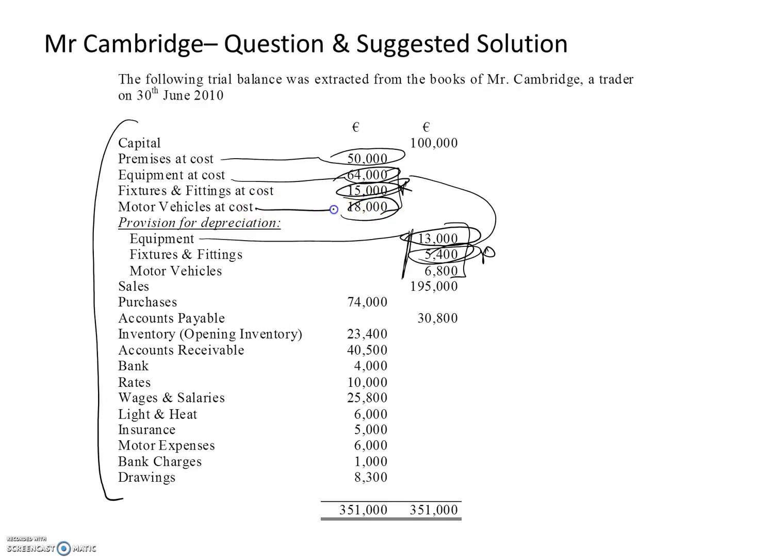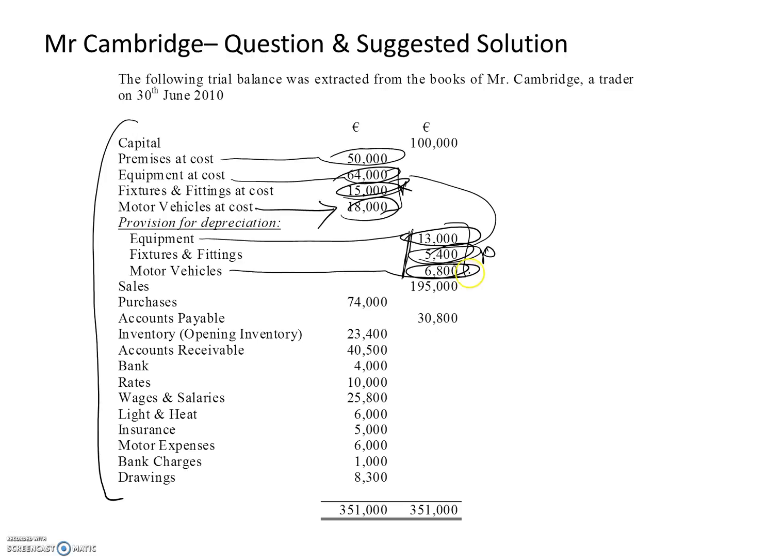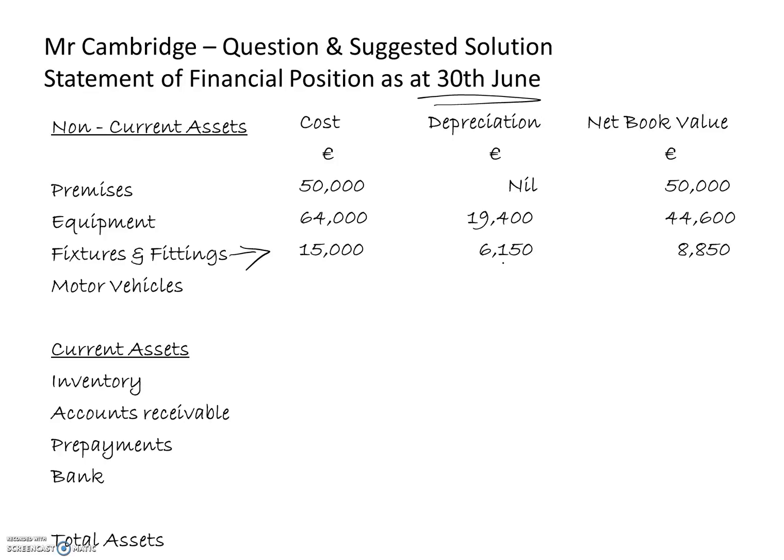The motor vehicles at cost, you can see there, 18,000. The depreciation of the motor vehicles up to the beginning of this year, 6,800. The depreciation for this year, 3,600. So I'm adding the 3,600 to, let's go back and check, the 6,800, and what I therefore get is motor vehicles of 18,000, depreciation to date, up to including the 30th of June, 10,400, so I get a net book value of the motor vehicles of 7,600.